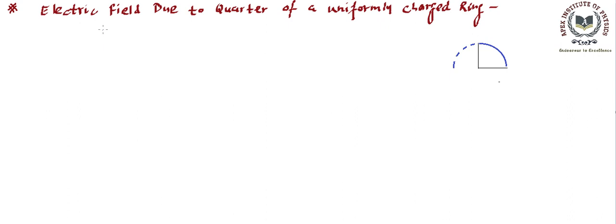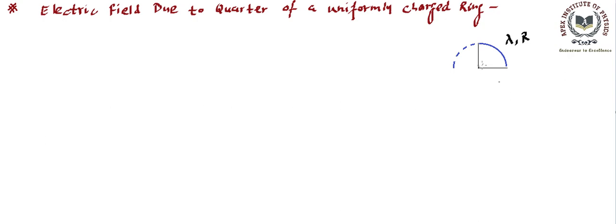After learning about the electric field because of a semi-ring, let's talk about the electric field due to a quarter of a uniformly charged ring. So this is a quarter of the uniformly charged ring. Let's say charge density is lambda, which is uniform, and its radius is r. Because of this, we are interested in finding the field at the central location.